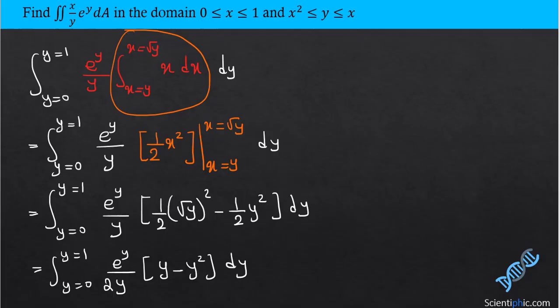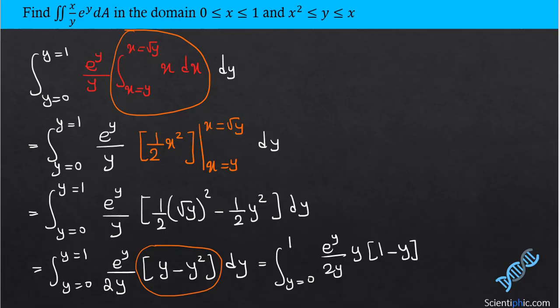I'm going to factorize from y in this expression. So I have y from 0 to 1, e to the power of y over 2y, y, and then 1 minus y dy. Let's continue in the next page.